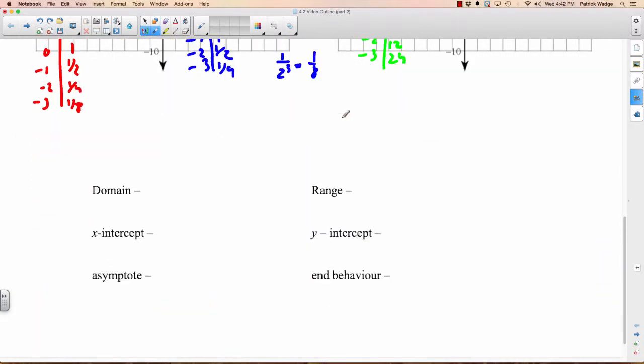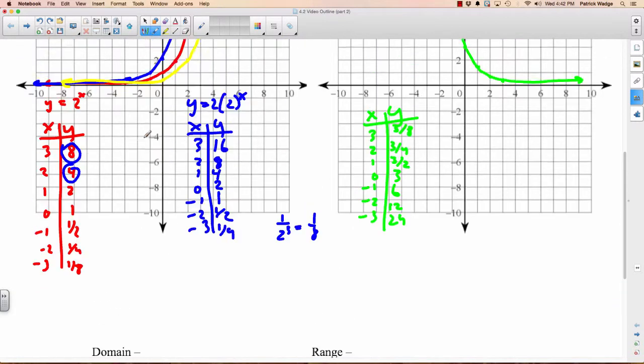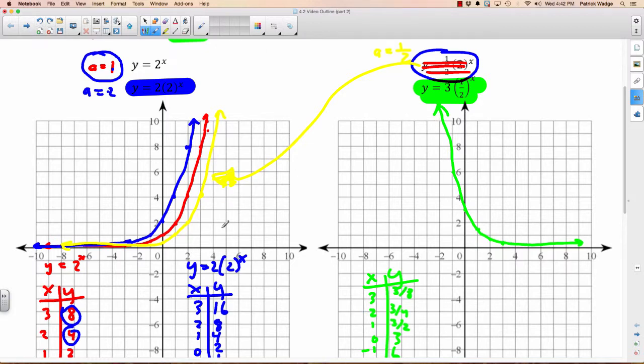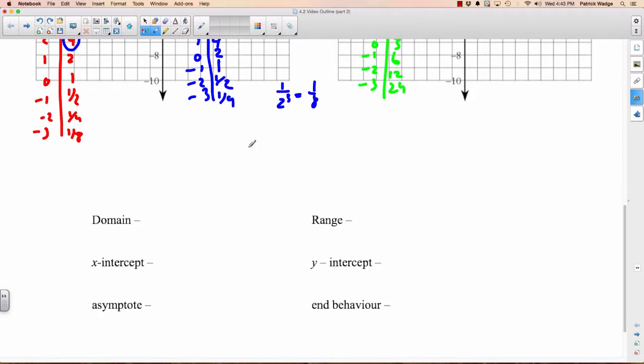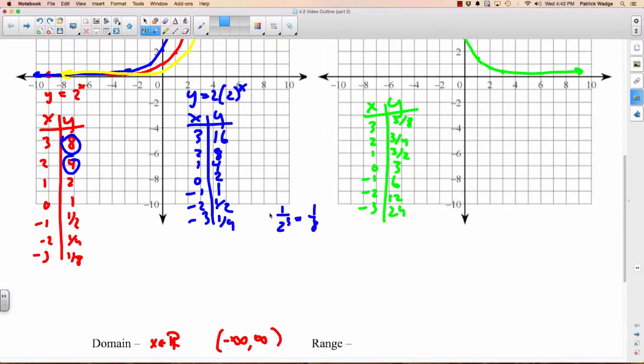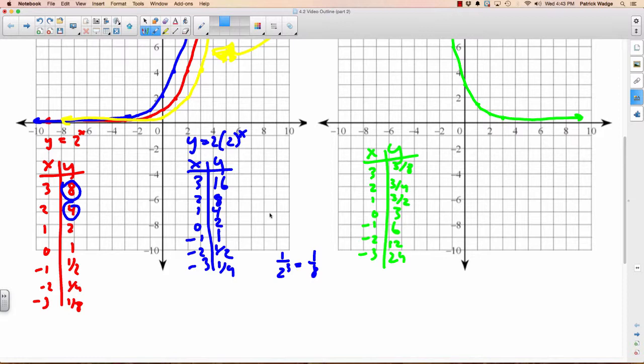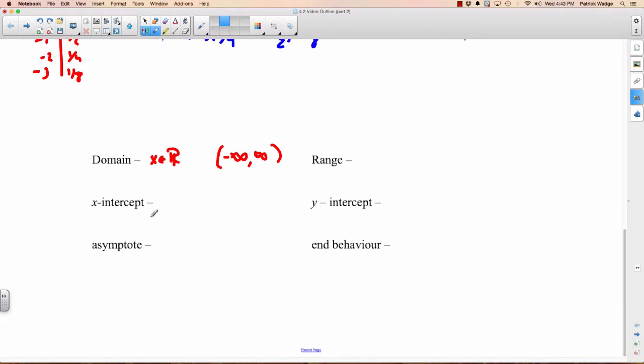Okay, great. Let's go through the domain, range, and so on. So the domain of all 4 of these graphs, what's the domain of every single one of them? All real numbers. Goes forever in the negative direction, and forever in the positive direction. You can say x is an element of all real numbers, or you can say negative infinity to infinity. The x-intercept, well, just like last day, there is no x-intercept. It never crosses the x-axis, so none. Similarly, what's the asymptote? Well, since it never crosses the x-axis, the asymptote must be the x-axis. Remember what the equation is of the x-axis? The equation is y equals 0.